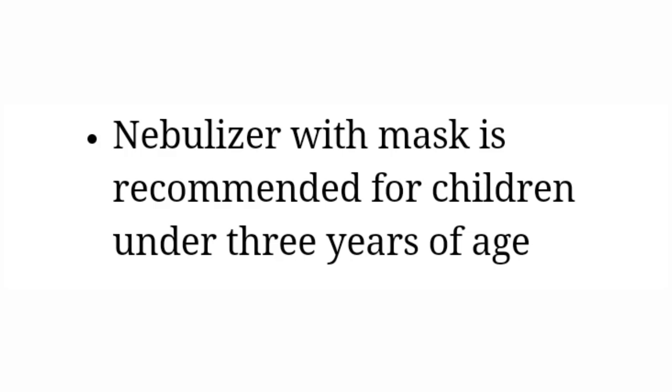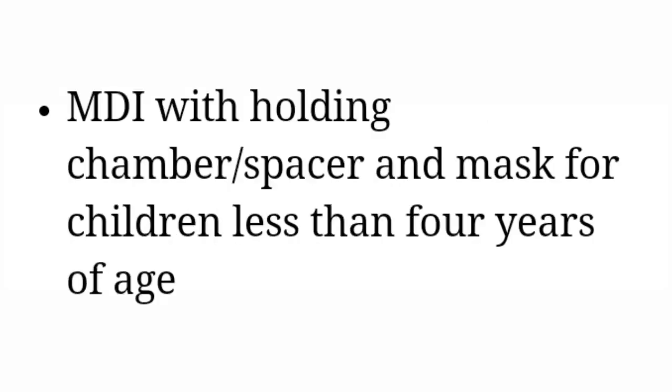So these are different ways in which drugs can be delivered to children. Nebulizer with mask is recommended for children under 3 years of age, because the coordination and reflexes are not well developed to use the inhaler. So for children under 3 years, you will go for the nebulizer. Treatment of an asthmatic or wheezy child will be nebulizer. Under 3 years, nebulizer.